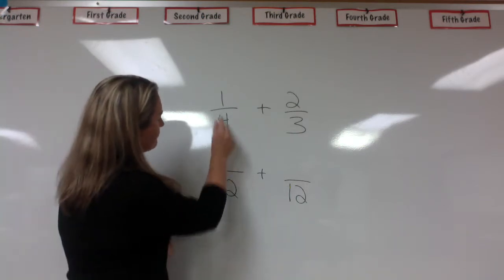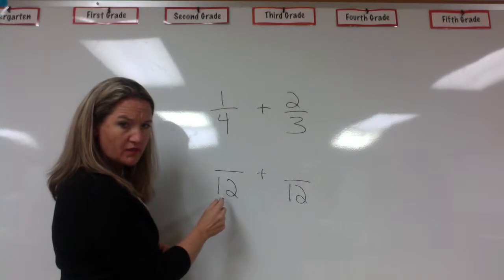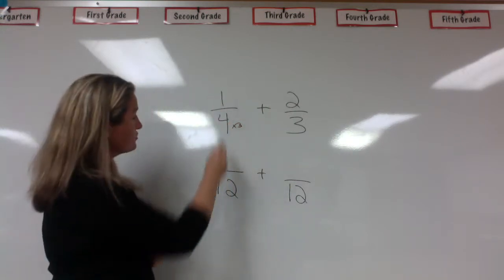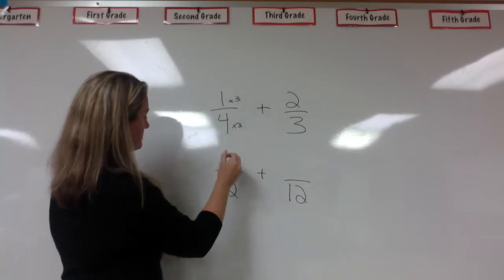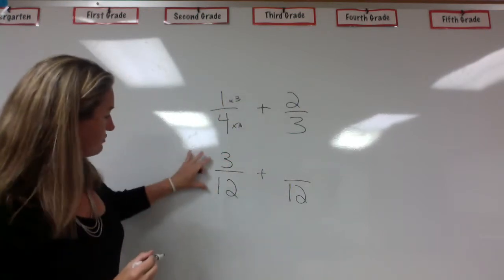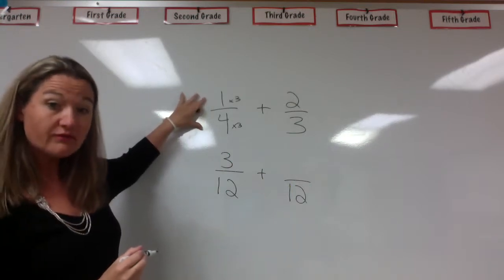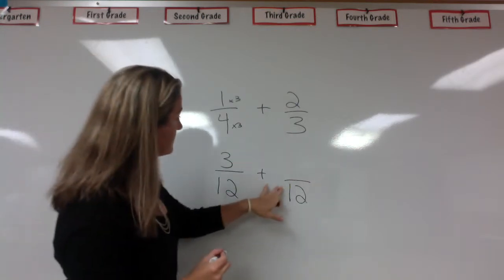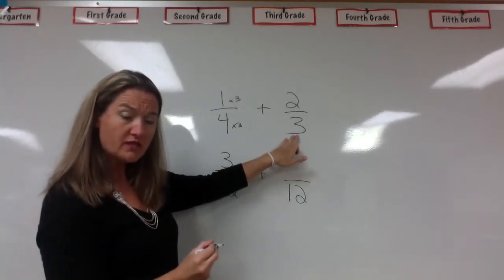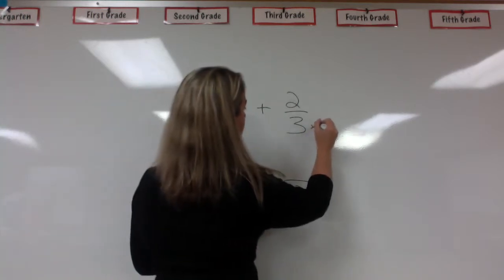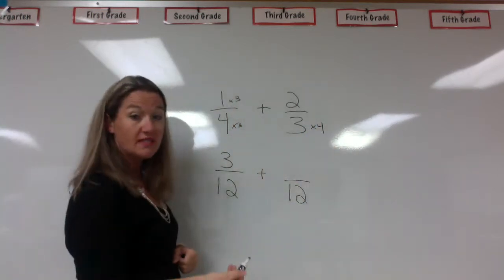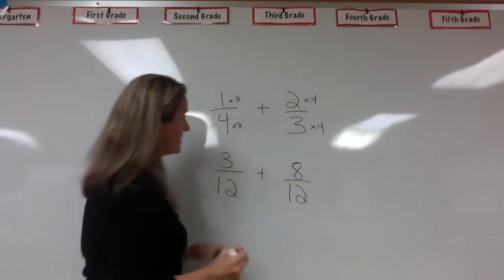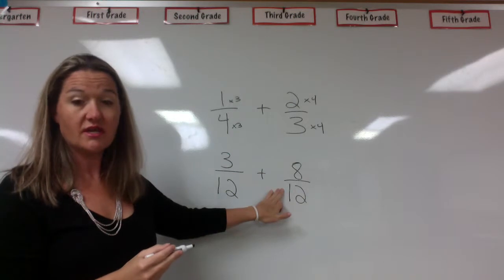So 4 goes into 12 how many times? 3. So we did 4 times 3. To make it equivalent, we have to do the exact same thing to the top, times 3. Now we have 3/12, which is equivalent to 1/4. They represent the same amount, just written differently. The same thing here. What did we multiply 3 times to get to 12? 4. So we have to do the exact same thing to the top number. So 2/3 is equivalent to 8/12.